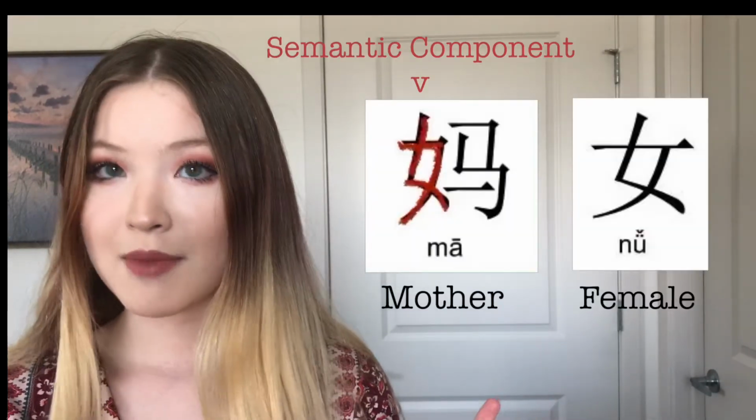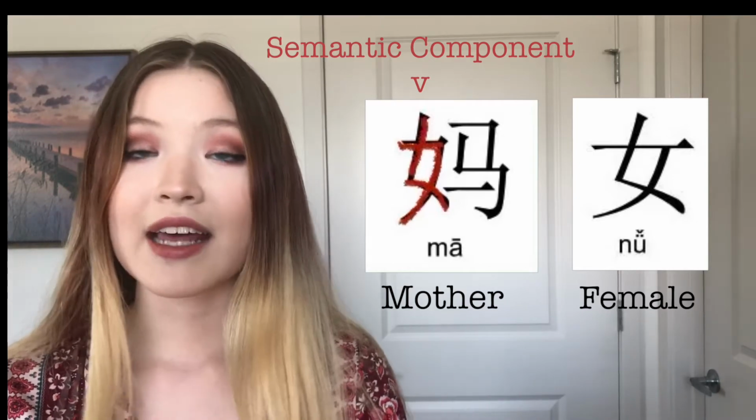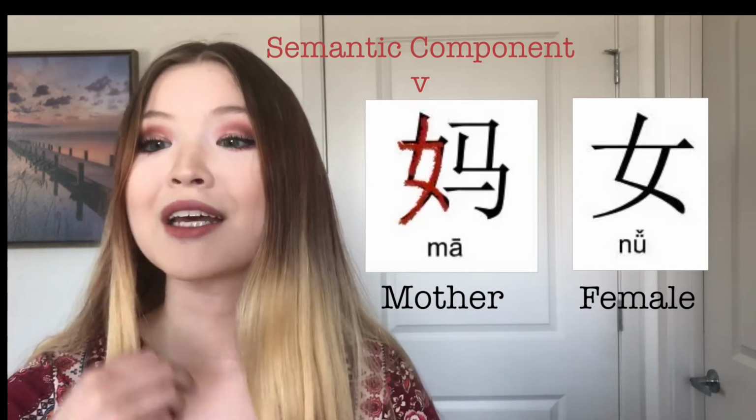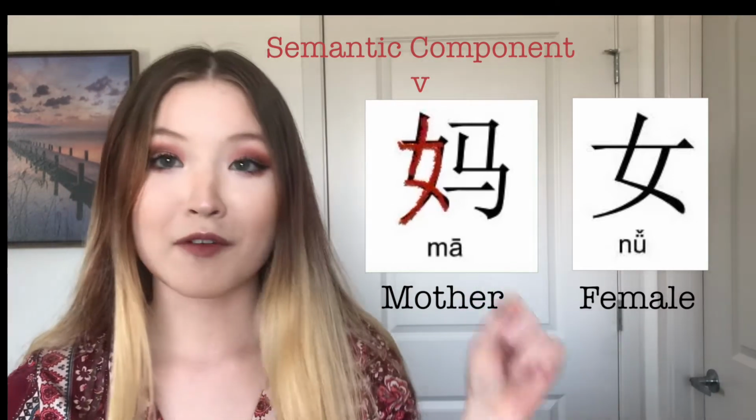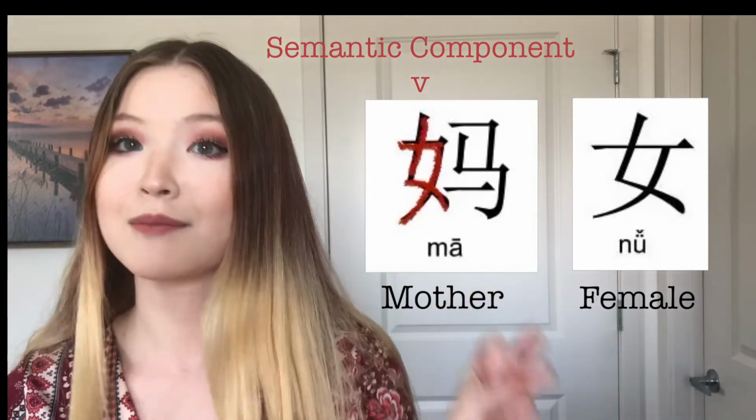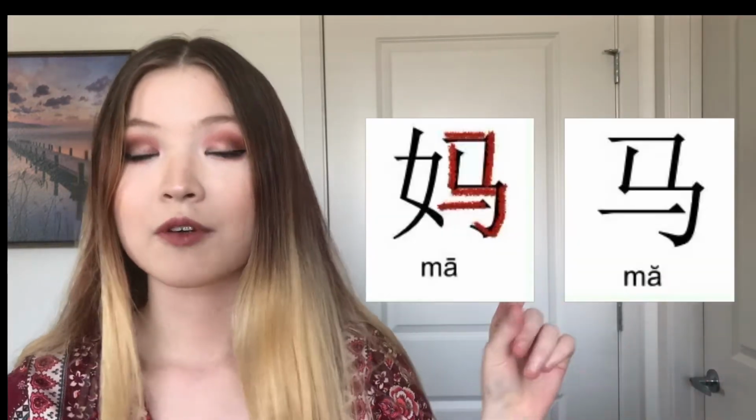Now, the radical in front of it is a radical for female. That character is there to give you an indication of what it means. So it is an indication that you are referring to a female. So that indicates the meaning, while the ma refers to the sound. For all of the foreigners who are unable to read Chinese characters, don't worry.